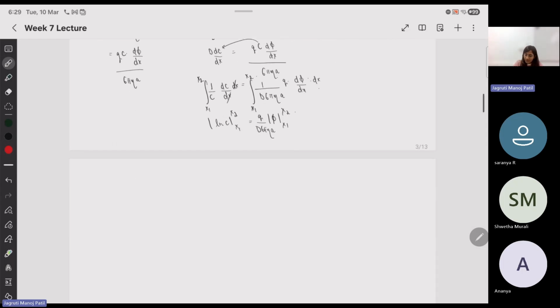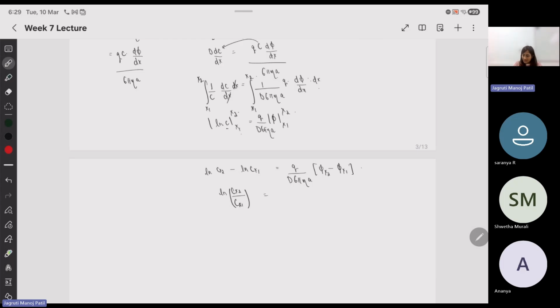Now, when you do that, you have the concentration to be evaluated at position x2 and concentration at position x1. So let's write it as concentration of x2 minus concentration of x1. And with the property of log, this can be written as log of cx2 by cx1. If you have log a minus log b, you can write it as log a by b. On the other side, you have phi at x2 minus phi at x1, and the same constant d by 6 pi eta a.